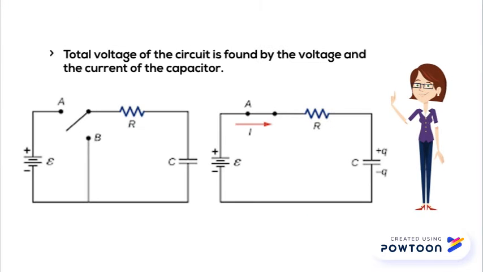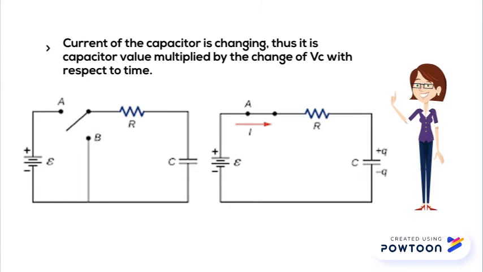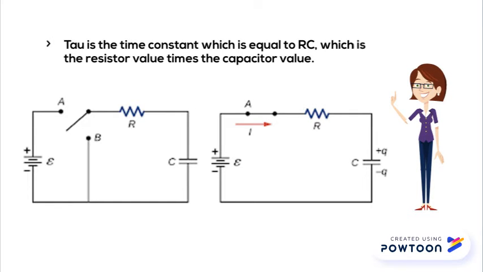Total voltage of the circuit is found by the voltage and the current of the capacitor. Current of the capacitor is changing, thus it is the capacitor value multiplied by the change of Vc with respect to time. Tau is the time constant, which is equal to RC, which is the resistor value times the capacitor value.